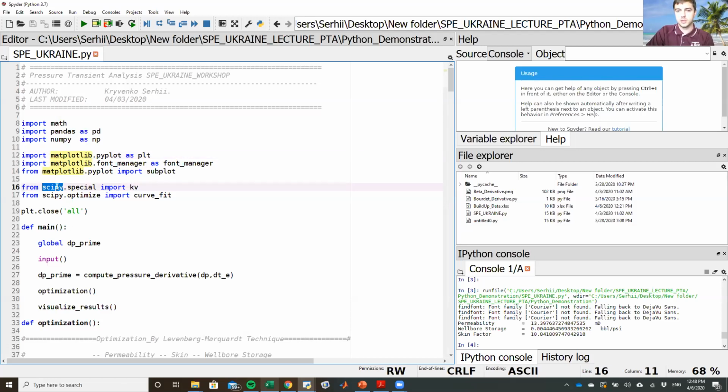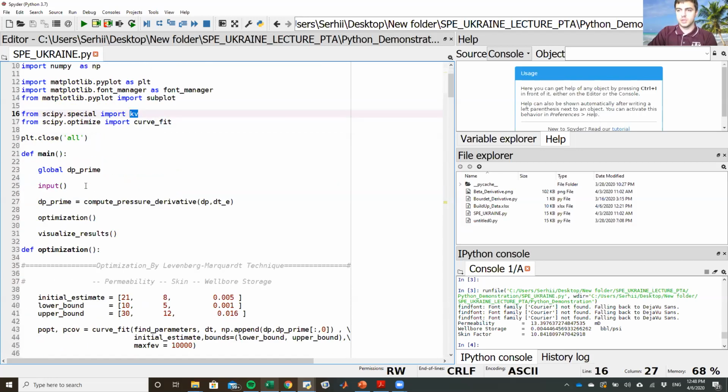SciPy is quite a popular library nowadays due to data science and things like that, and we will be using nonlinear regression algorithms through the curve fit function that we are importing from the SciPy library, right? And we can also use the modified Bessel functions from the SciPy library.